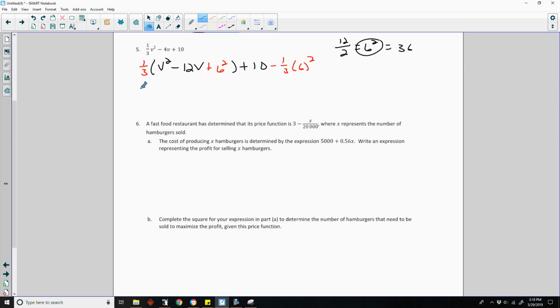So now I have 1/3 v minus 6 squared plus 10, and 6 squared is 36. 36 times 1/3 is the same as 36 divided by 3, which is 12. So it's 10 minus 12, and that will finish us by having 1/3 times v minus 6 quantity squared minus 2. So this is the completing the square of that.